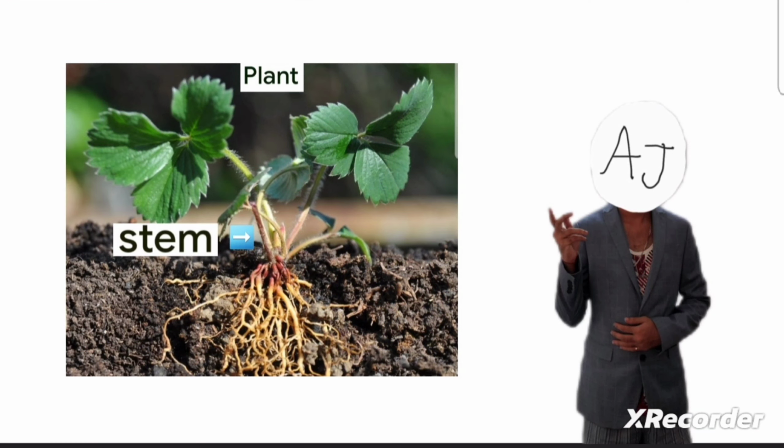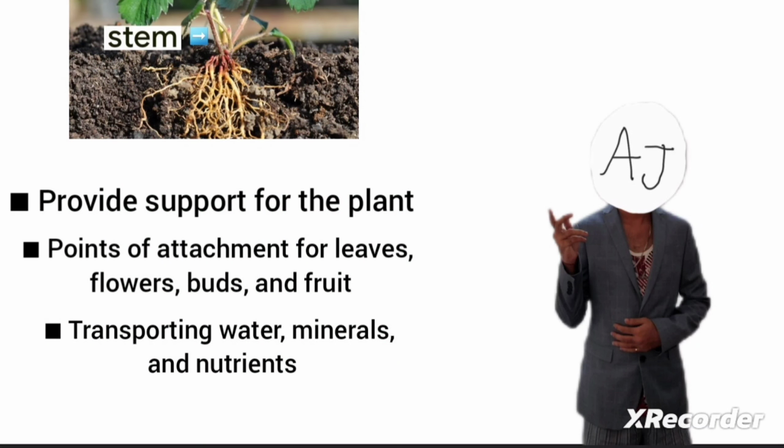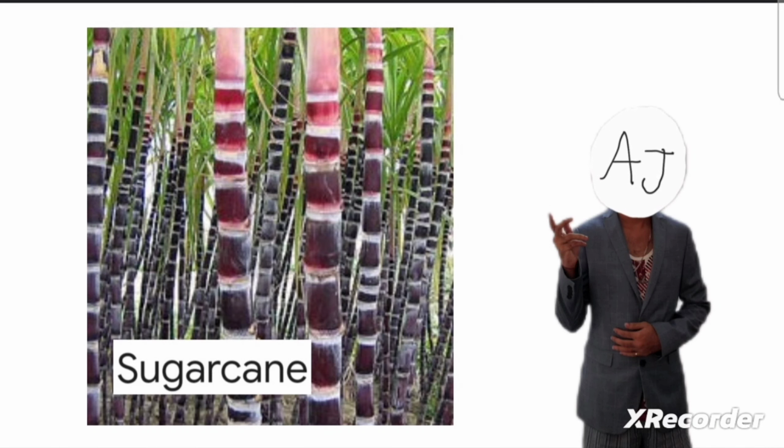The next part of the plant that we will be looking at is the plant stem. The stem has three main functions: to provide support for the plant, to provide points of attachment for leaves, flowers, buds, and fruit, and to transport water, nutrients, and minerals all over the plant. Some stems even store carbohydrates for the plants to use later.